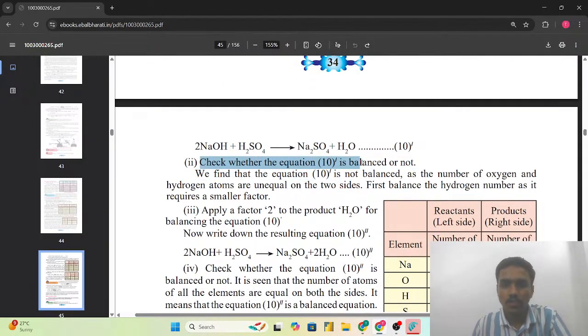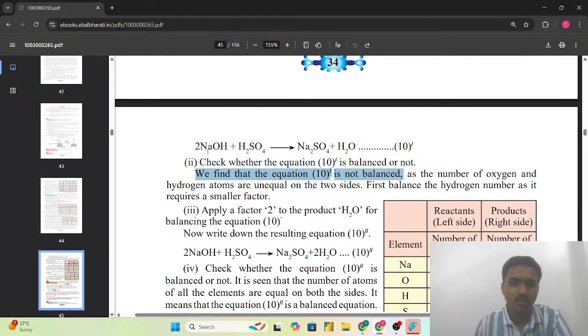So check whether the equation 10 dash is balanced or not. We find that equation 10 dash is not balanced. तो ये क्यों बैलेंस नहीं है? देखते हैं. सोडियम दो, दो सोडियम हो गए, दो ऑक्सीजन.